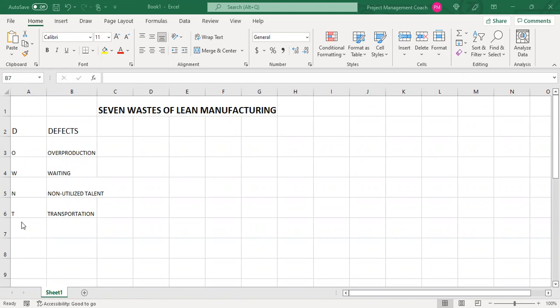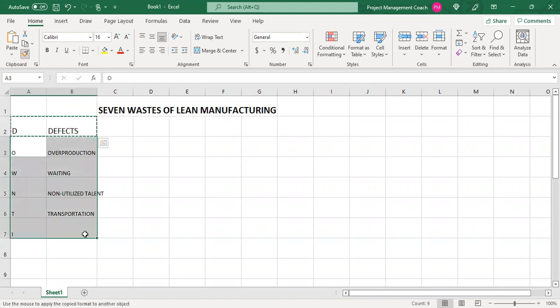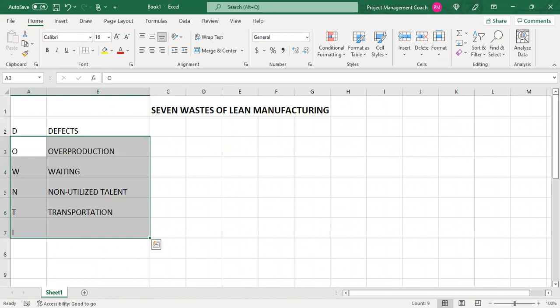Now, as we're going down the list, take note, because the idea is to discuss it in such a way that you will remember these. Let's talk about the next one. The next one is I. I is for inventory.